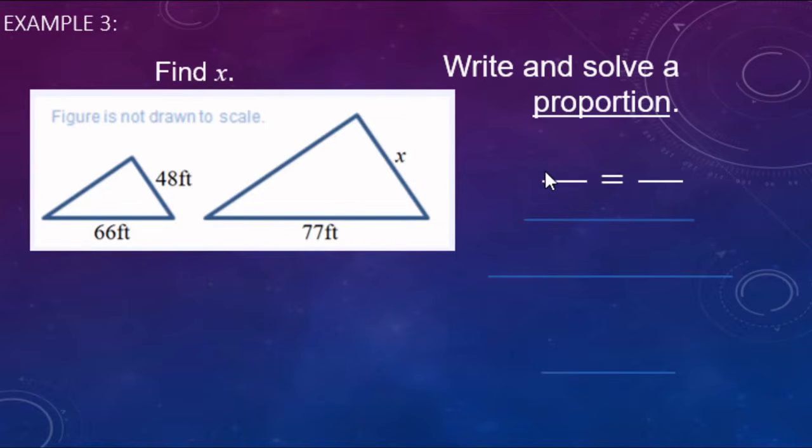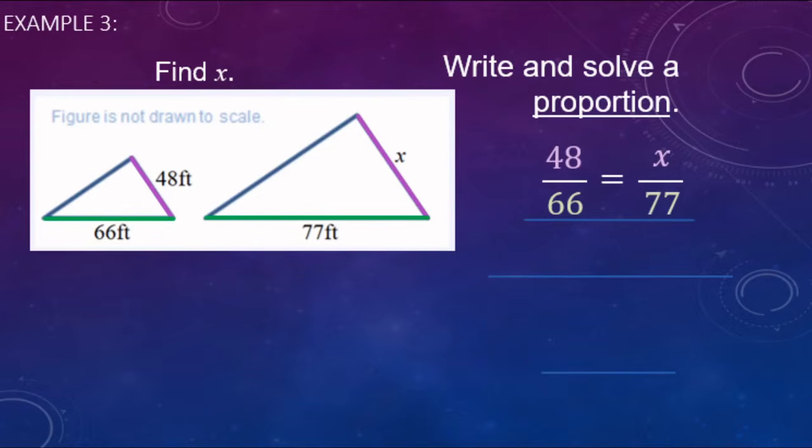So this ratio on the left, we're going to do with the triangle that's on the left. So we're going to use the 48 and the 66 because they correspond with the x and the 77. So here we go, 48 for the numerator and then 66 for the denominator there. So there's our ratio on the left side for the triangle that's on the left. Now the ratio that's on the right, we're going to use the triangle that's on the right. So the side lengths, x, which is what we're trying to find, and then 77.